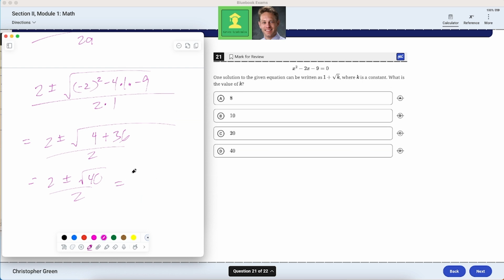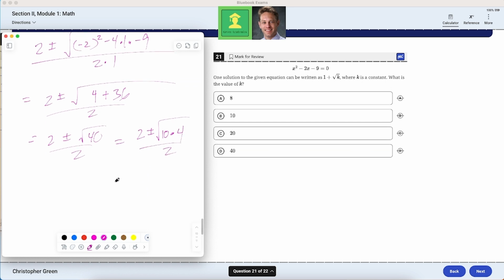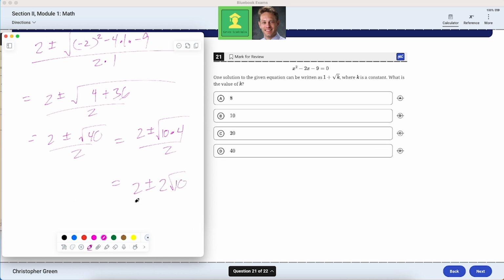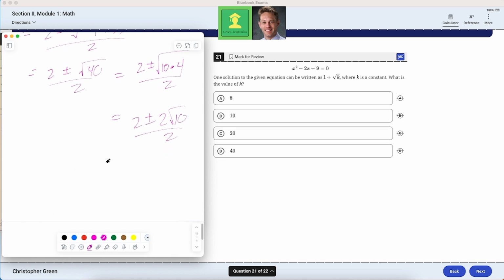Now root 40 is itself reducible by radical reduction. Root 40 is the root of quantity 10 times 4. So root 40 becomes 2 root 10. And then this simplifies all across. I'll write out the factored way of thinking of it just to be crystal clear. And these cancel to 1 plus or minus root 10, which of course matches with what's in the answer choice of a 10.